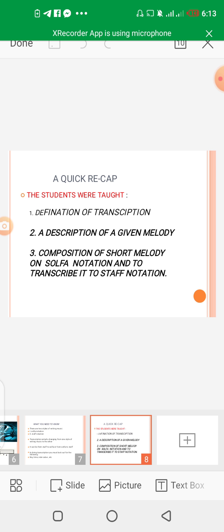Now, a quick recap of what we've done. The students were taught the definition of transcription and a good description of a given melody. Finally, the students were taught the composition of a short melody in solfa notation and how to transcribe it to staff notation. Now, I believe we must have answered the questions we asked ourselves at the beginning of the class.